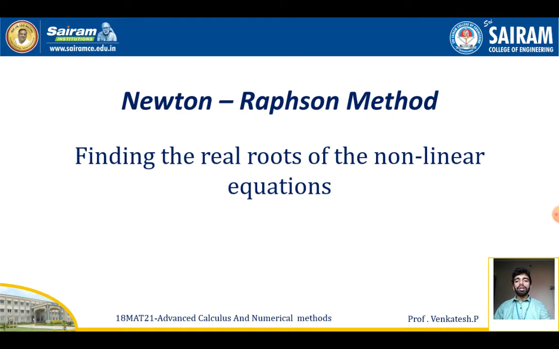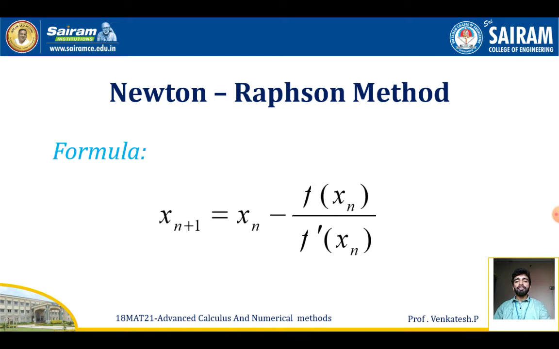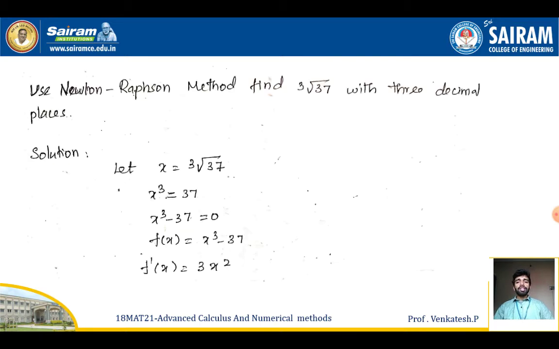The formula for the Newton-Raphson method is given by x_(n+1) = x_n minus f(x_n) divided by f'(x_n). Now we will see a few examples related to the Newton-Raphson method. The first example is: use the Newton-Raphson method to find the cube root of 37 to 3 decimal places.